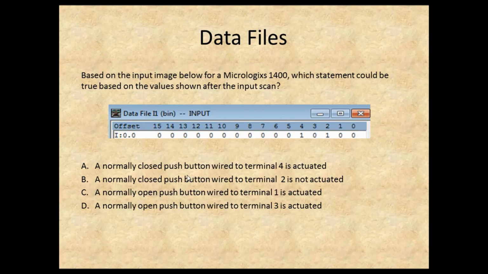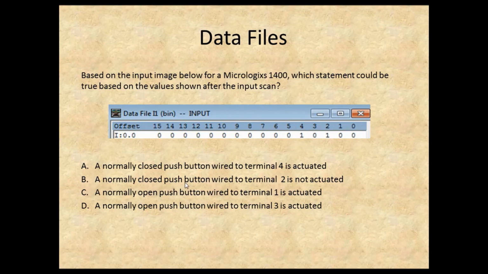So I got a couple statements here. Let's see what best fits. A, a normally closed push button wired to terminal 4 is actuated. So if we look at terminal 4, it's high. If it's normally closed, it would be high, but when we actuate, it'd be low. So we'd be expecting to see a 0 here in that situation.